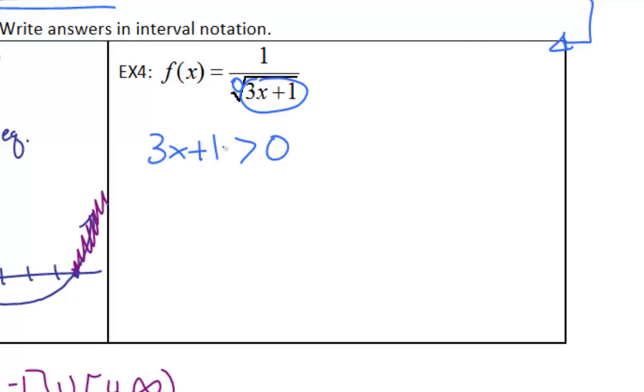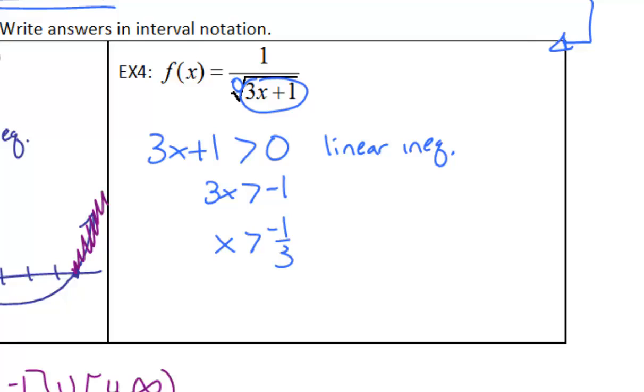Well, what kind of inequality is this? This is a linear inequality. Linear inequalities are easier to solve than polynomial inequalities. All we need to do is isolate the variable. So let's go ahead and isolate the variable here. So I end up with 3x is greater than negative 1, dividing by 3, x is greater than negative 1/3.